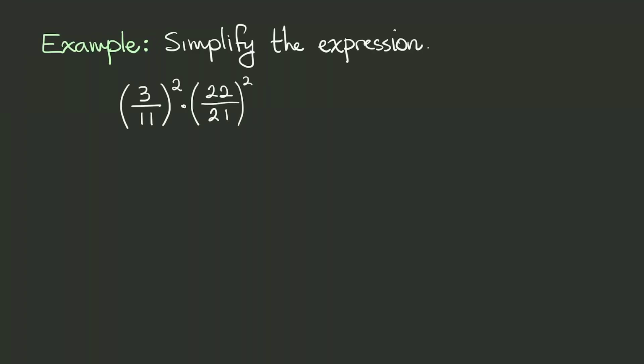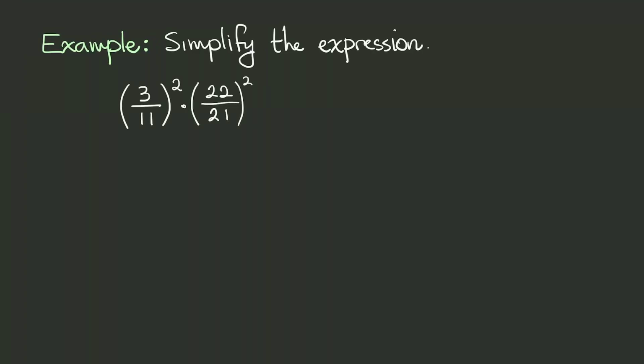In this video, we'll go through some examples of simplifying expressions involving fractions using order of operations and exponent rules. In this first example, we have 3 over 11 squared multiplied by 22 over 21 squared.